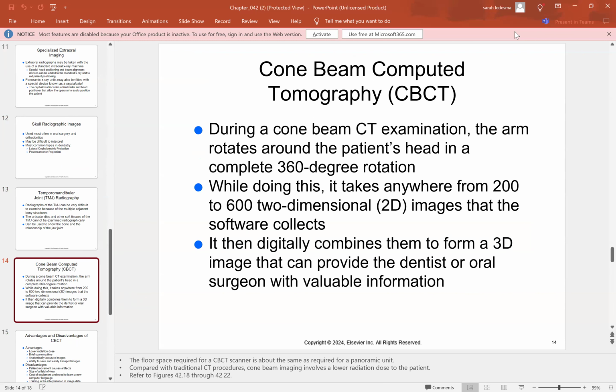CBCT. During a cone beam CT examination, the arm rotates around the patient's head in a complete 360-degree rotation. While doing this, it takes anywhere from 200 to 600 two-dimensional images that the software collects. It then digitally combines them to form a 3D image that can provide the dentist or oral surgeon with valuable information.